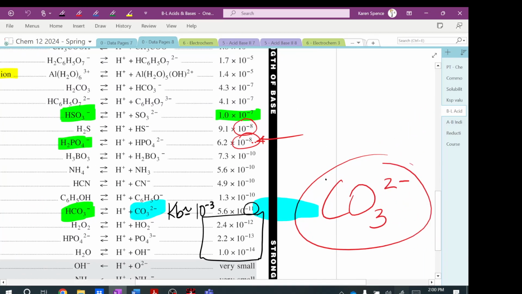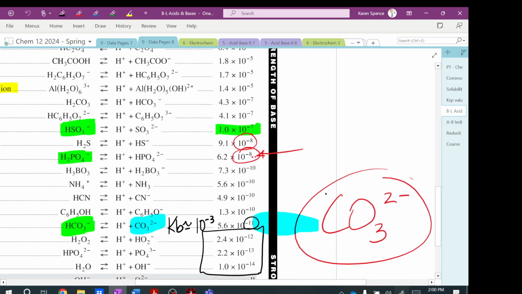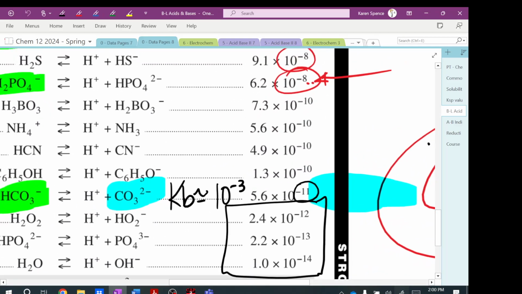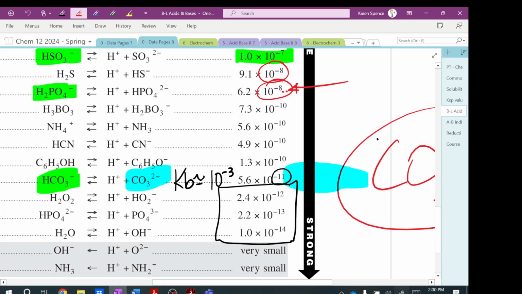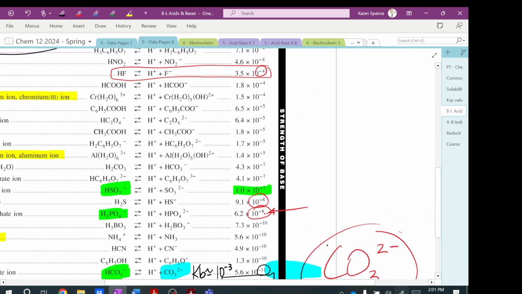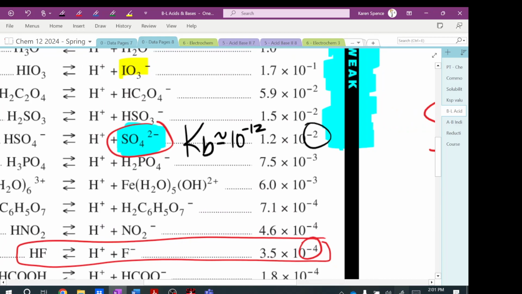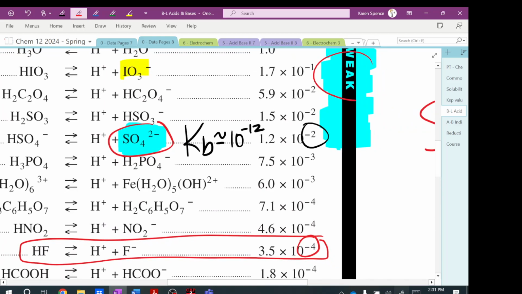Oh, and look, I did this just with my other class, so I've even got them highlighted. So CO3 2- is quite a strong base, so it will have a very high pH compared with SO4, which is a fairly weak base. So it will produce less hydroxide, so it will have a lower pH.